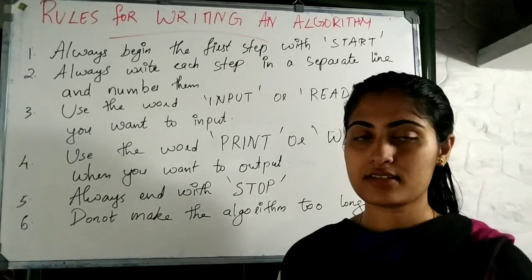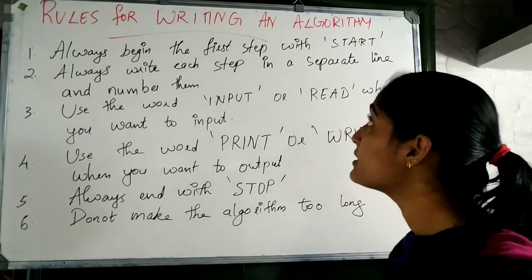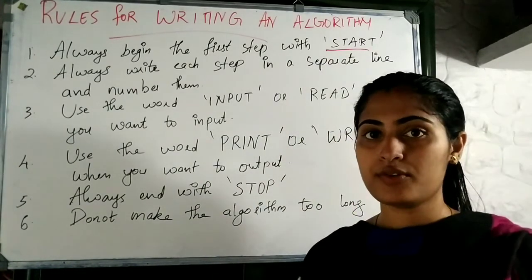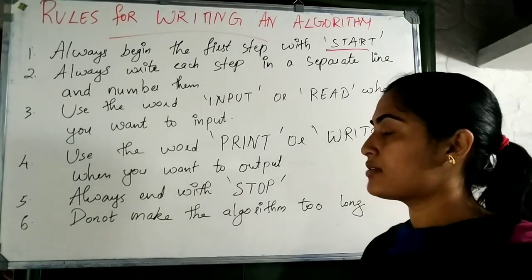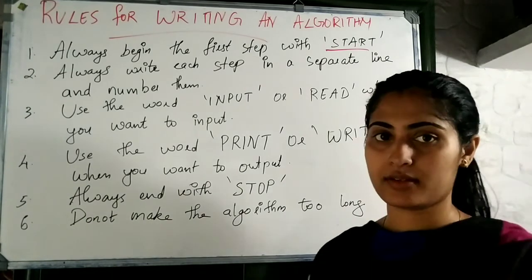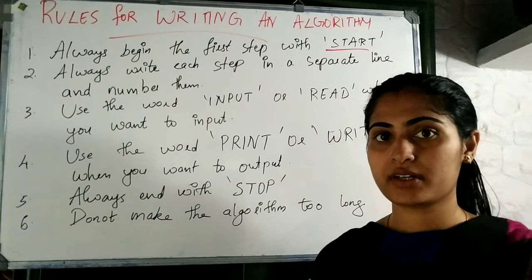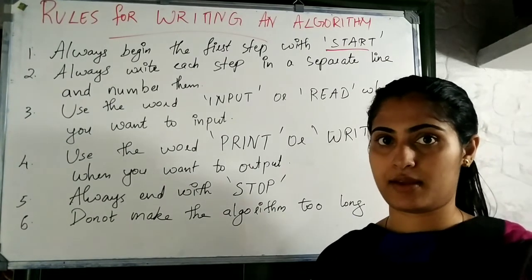Next, let us study the rules for writing an algorithm. First one is always begin the first step with start. That is, your first step inside an algorithm should be start. Second one is always write each step in a separate line and number them. Each step should be written in a separate line and numbered like step 1, step 2, step 3. You should give numbers for each step.